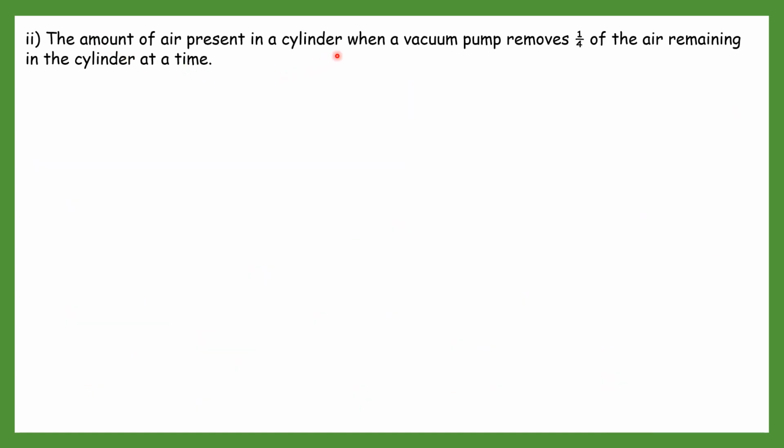The amount of air present in a cylinder when a vacuum pump removes 1/4 of the air remaining in the cylinder at a time. This situation is given. So, the vacuum pump removes 1/4 of the air present in the cylinder. So, first let's consider the amount of air present in the cylinder as 16 liters. Let the amount of air present in the cylinder be 16 liters.